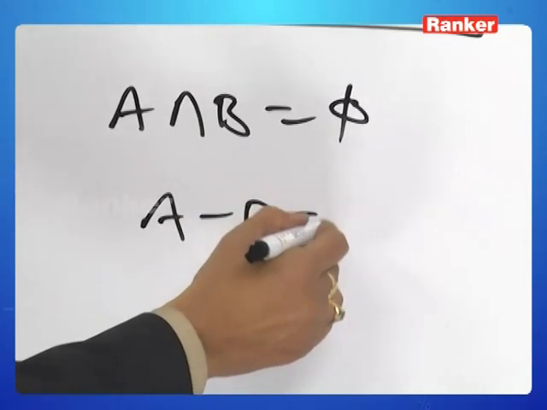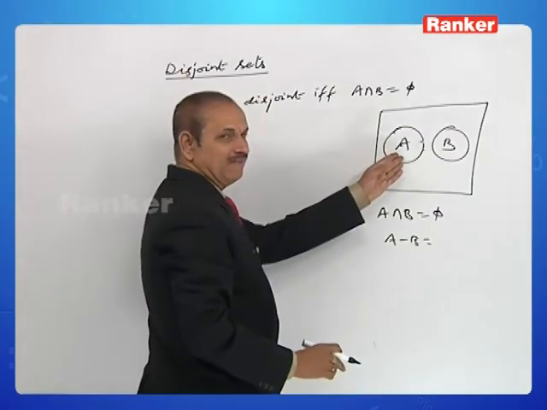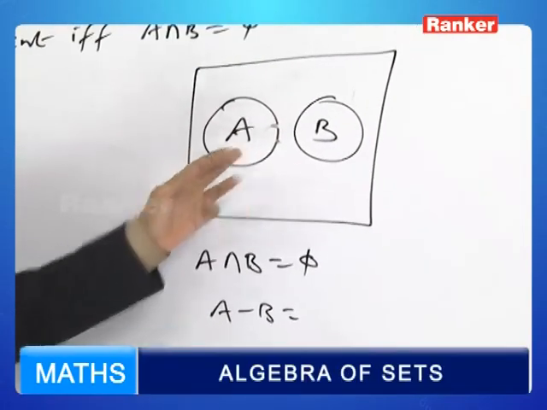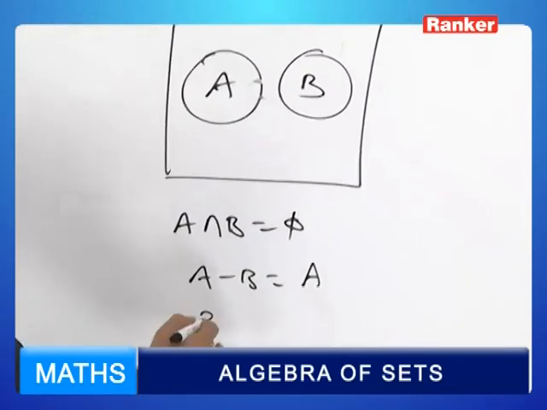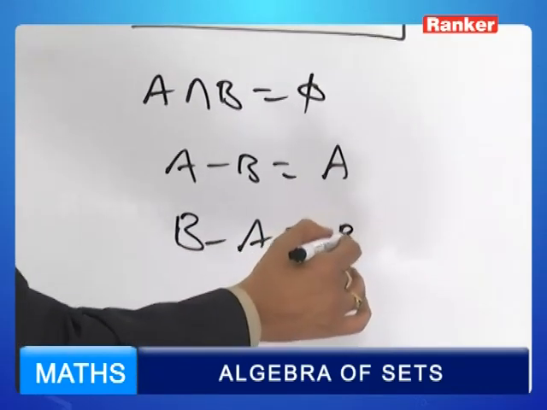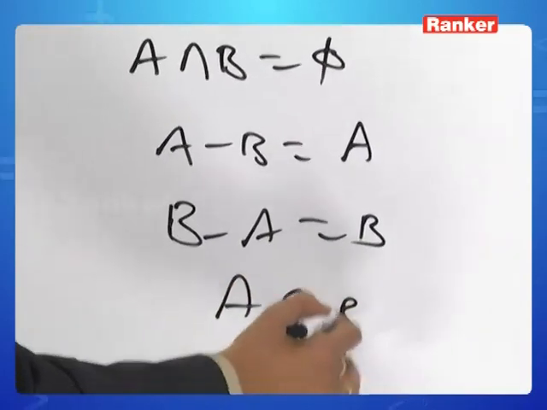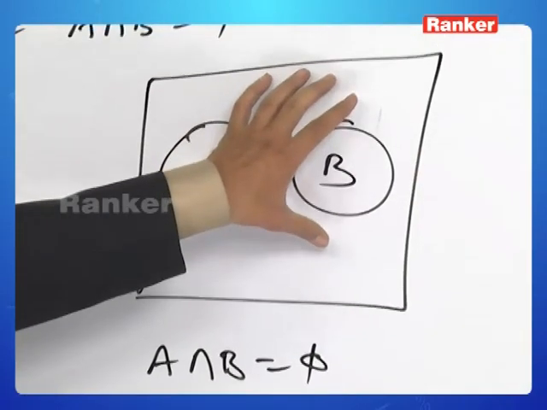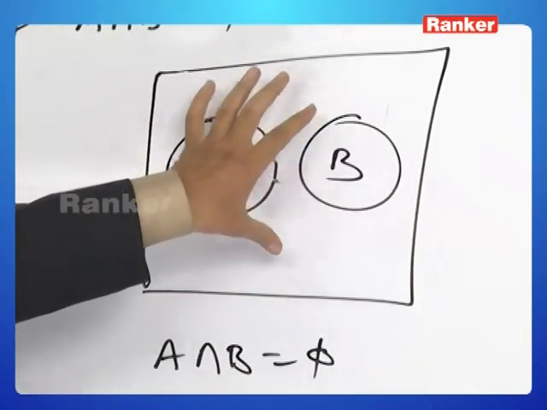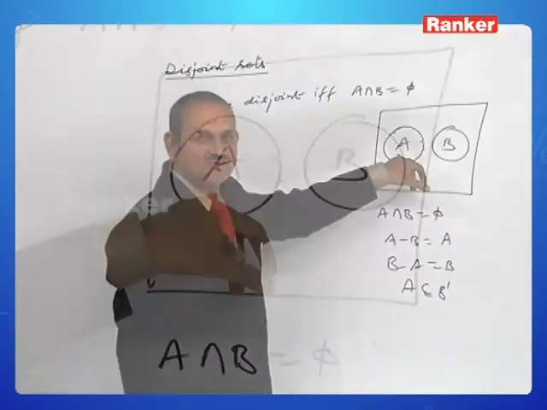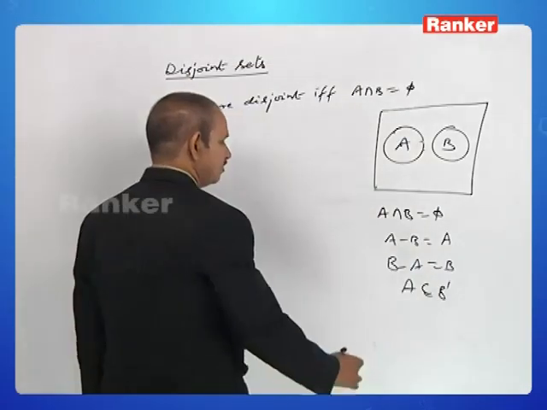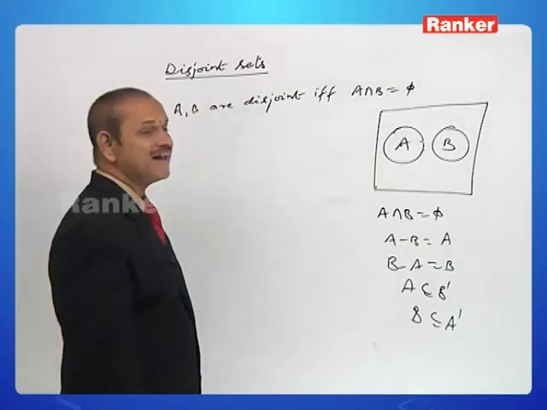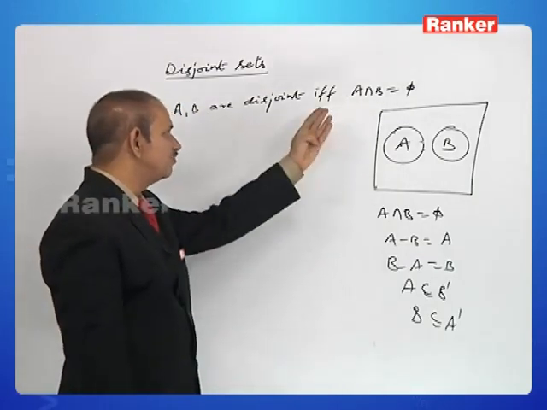A minus B is equal to, we have entered in A and we have deleted all the portion that belongs to B. There is no such portion. That is, there is nothing to be deleted. You will have A. Similarly, B minus A is equal to B. A is a subset of B dash. How can this be true? Imagine, this is B. What is B dash? That portion which entirely does not belong to B. And in this portion, only A lives. So A is a subset of B dash. And in a similar fashion, B is a subset of A dash. These are all the consequences of disjoint sets.